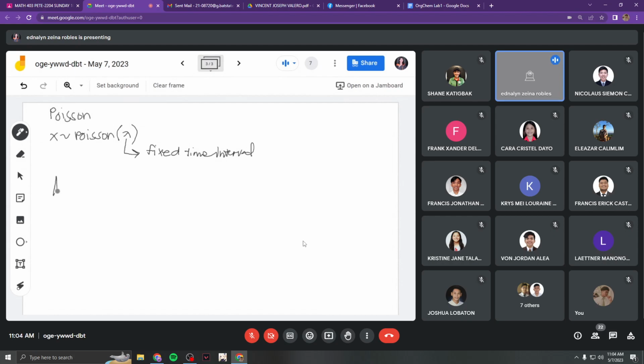And you can get mu, or the mean, as also equal to the lambda, and the variance is equal also to the lambda, meaning to say the standard deviation is the square root of lambda. As you can notice, in Poisson probability distribution, it evolves around the lambda. So remember, Poisson follows a fixed time interval, and mean, variance, and standard deviation is just equal to that interval.